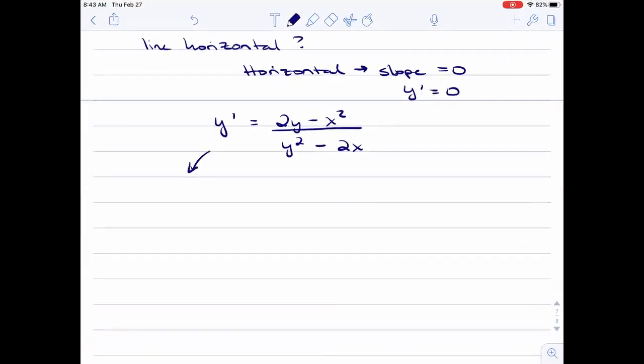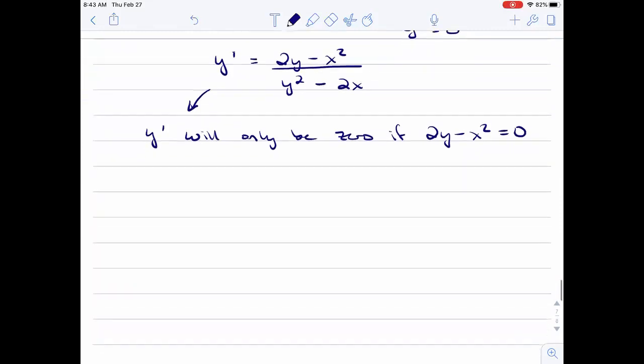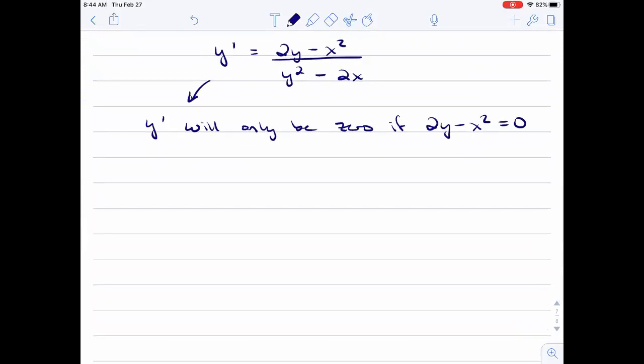So y prime will only be 0 if 2y minus x squared equals 0, as long as that doesn't make y squared minus 2x 0 as well, right? Because then we're dividing by 0 and that's illegal. So, provided that y squared minus 2x does not equal 0, whatever value of x and y we find, we have to check that y squared minus 2x doesn't equal 0.